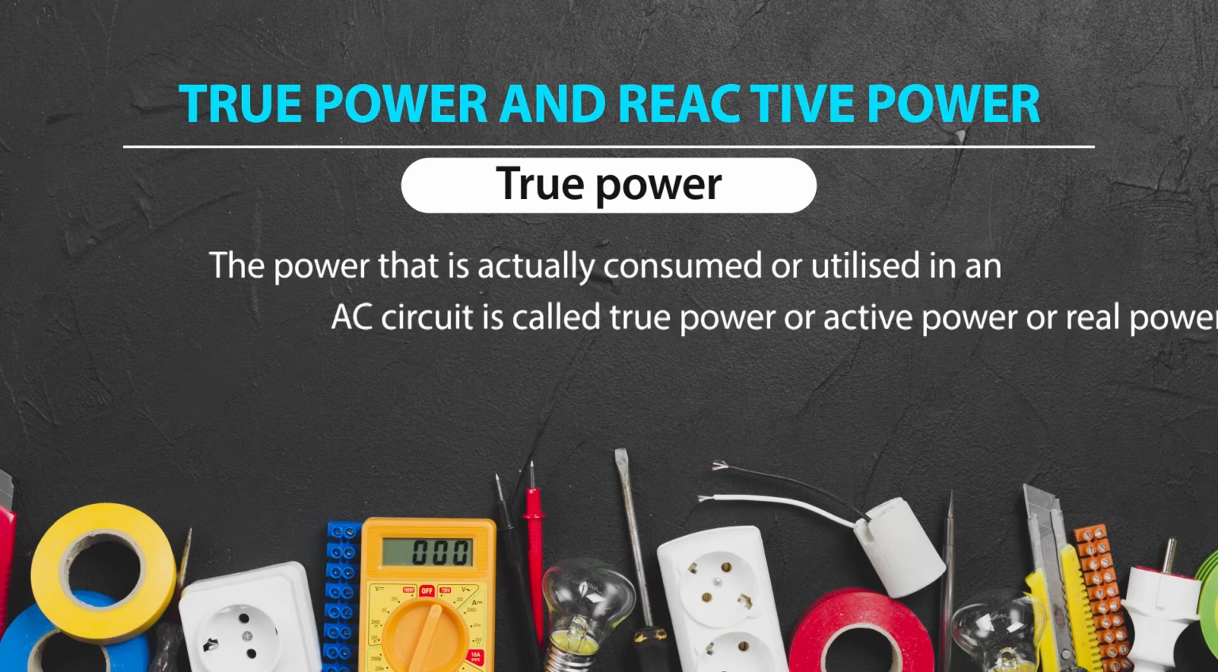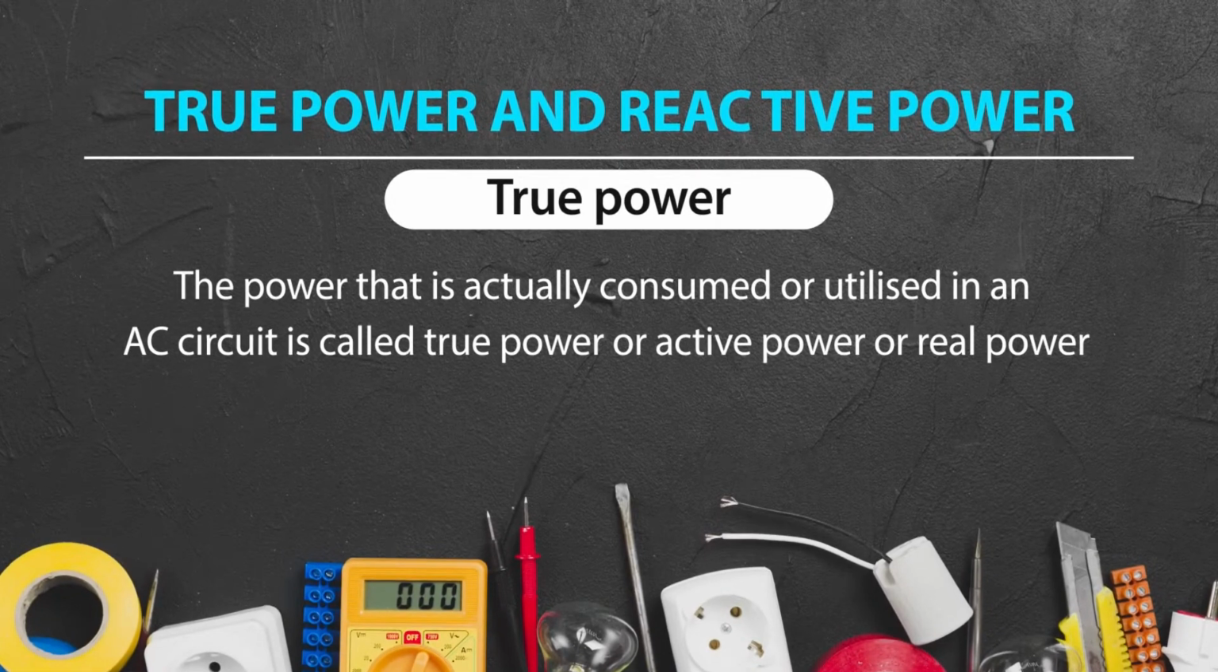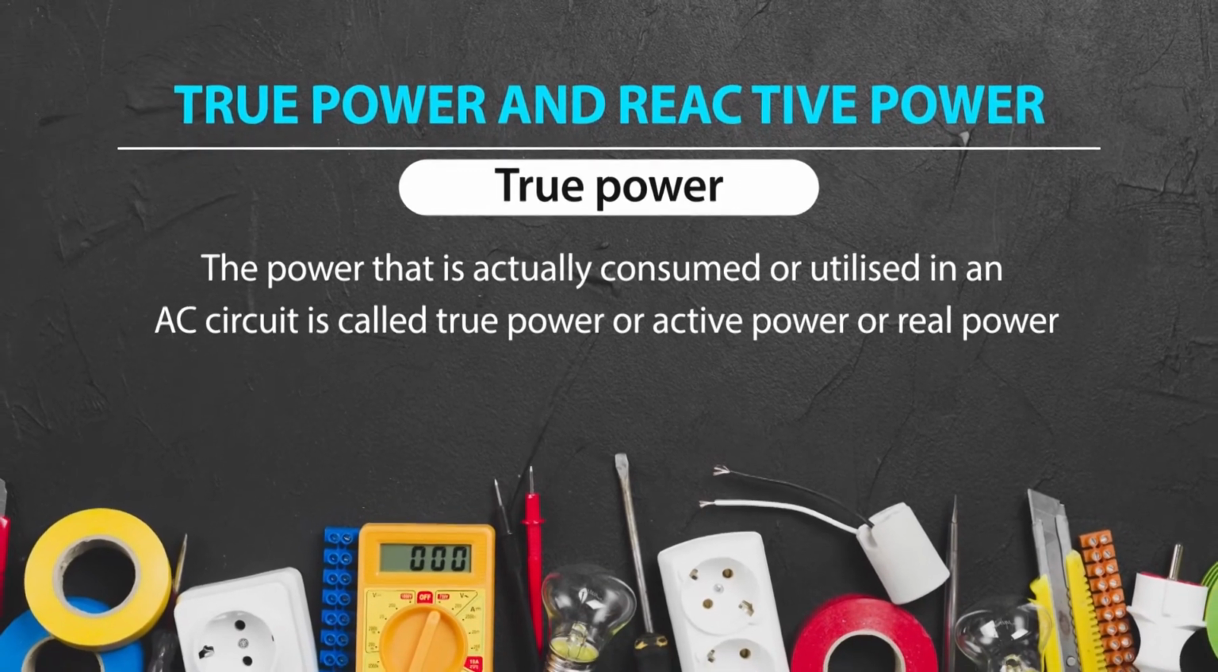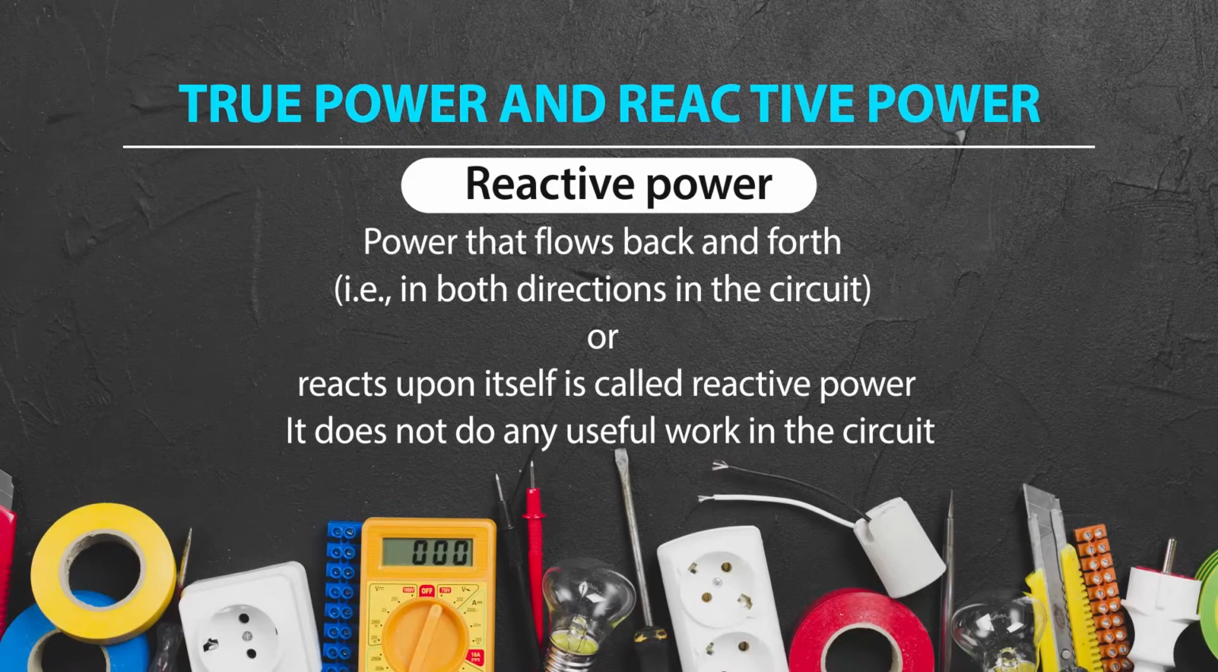The power that is actually consumed or utilized in an AC circuit is called true power or real power. It has already been seen that power is consumed only in resistance. A pure inductor and a pure capacitor do not consume any power, since in a half cycle whatever power is received from the source by this component, the same is returned to the source. This power that flows back and forth in both directions in the circuit, or reacts upon itself, is called reactive power. It does not do any useful work in the circuit.